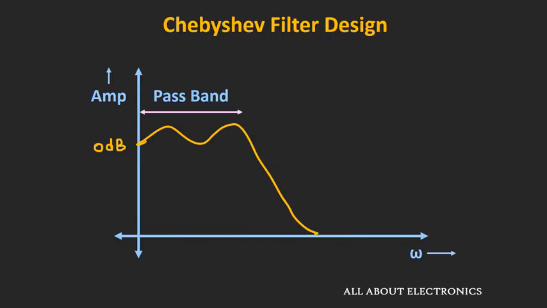So now in this video we will see how to design the low pass as well as the high pass Chebyshev filters using the Sallen-Key filter topology. This Chebyshev filter provides a faster roll-off rate compared to the Butterworth filter. But in this Chebyshev filter you will see some sort of ripples in the pass band. So now if we want to design the Chebyshev filter, then we need to know some parameters about this filter design. So let us see those parameters one by one.